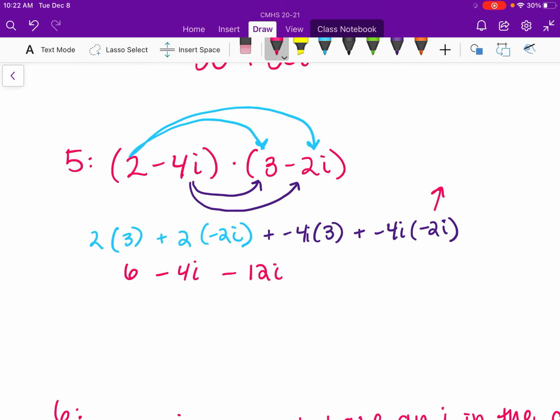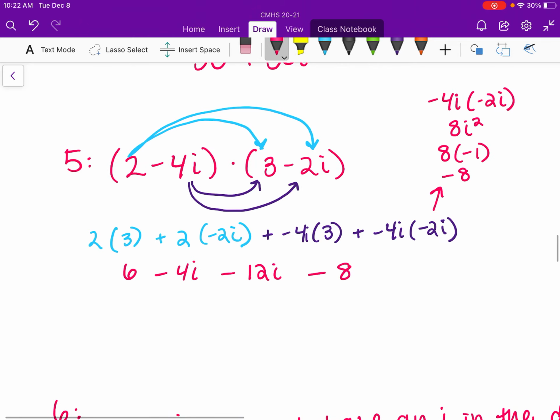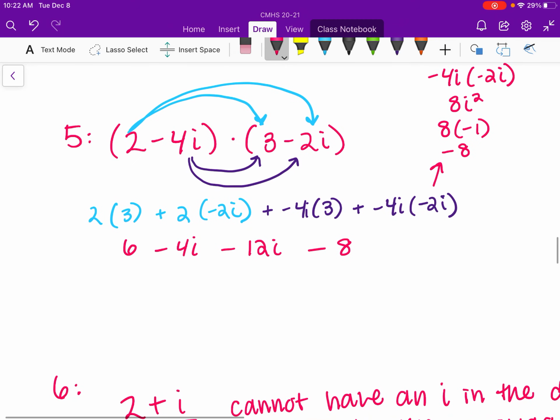And again, over here, let's do it up here in the corner. -4i times -2i. You have -4 times -2, which is 8. And then you have i times i, which is i squared. But remember, the i squared is equivalent to -1. So 8 times -1 is -8. So down here, put -8.